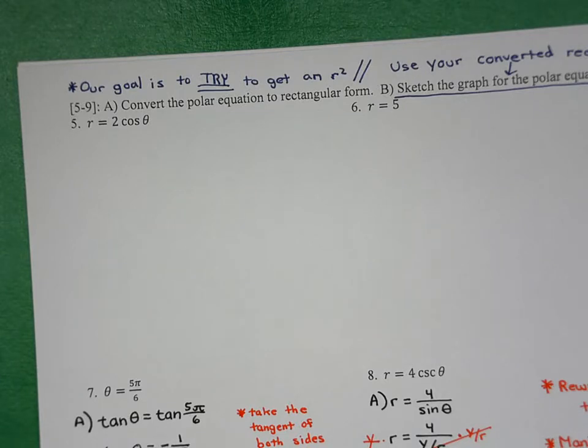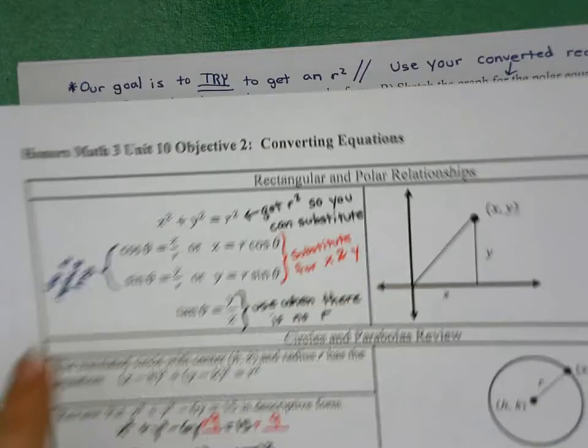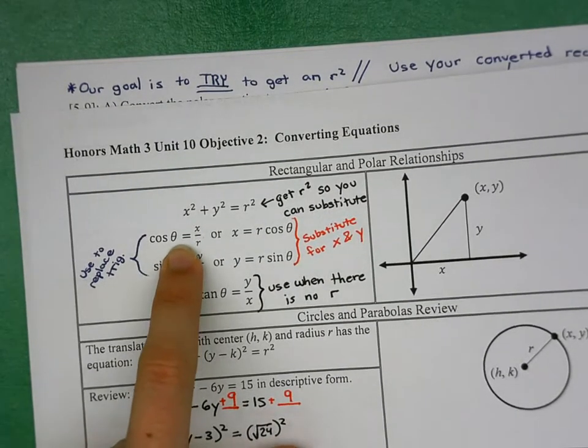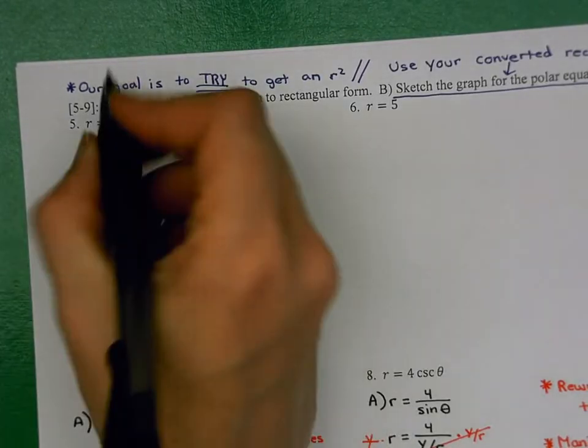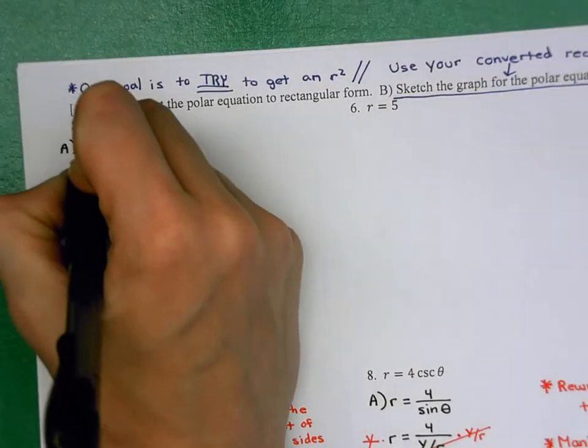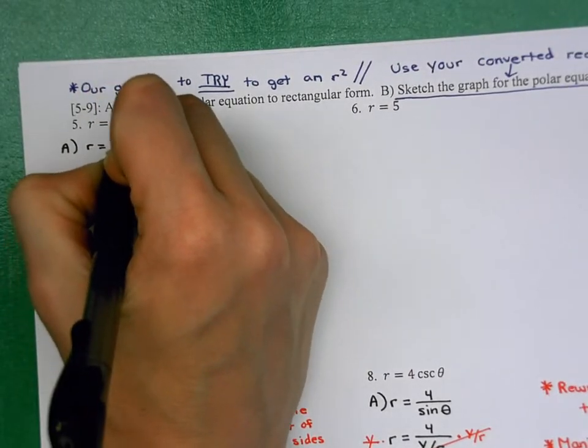Okay, so first up, we're rewriting and replacing the trig. So in this case, I directly see my trig. Cosine theta is already there, so therefore I can replace that cosine theta with x over r. R equals 2x over r.